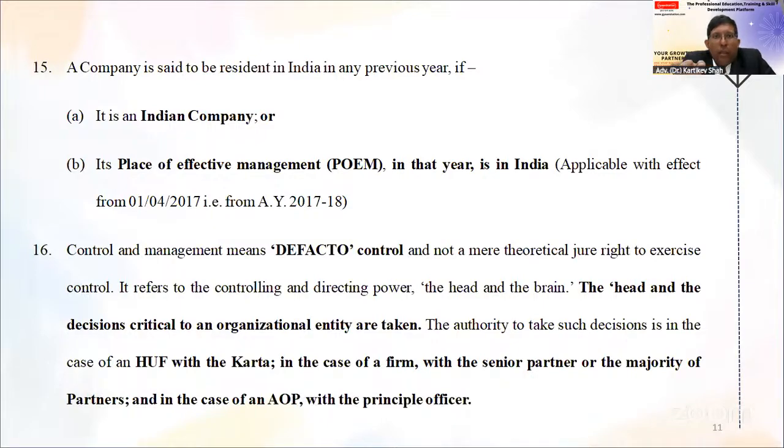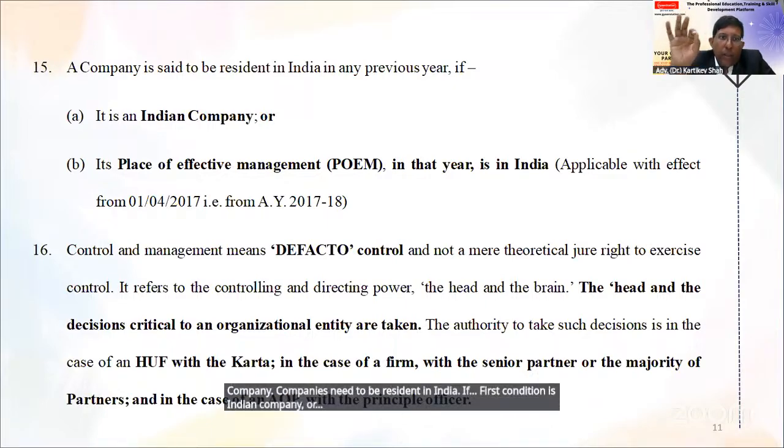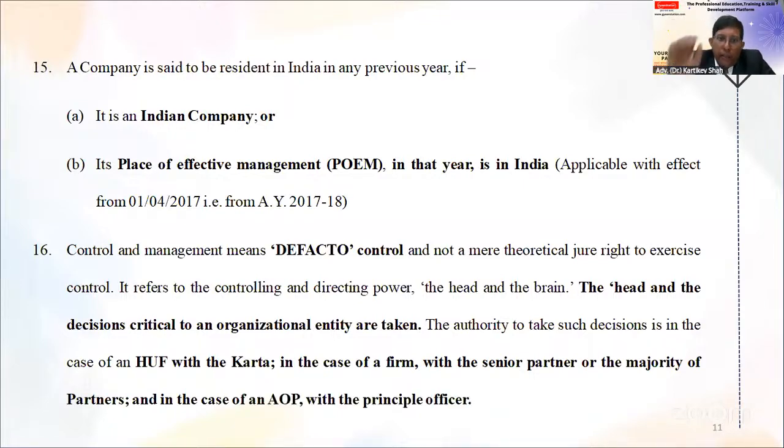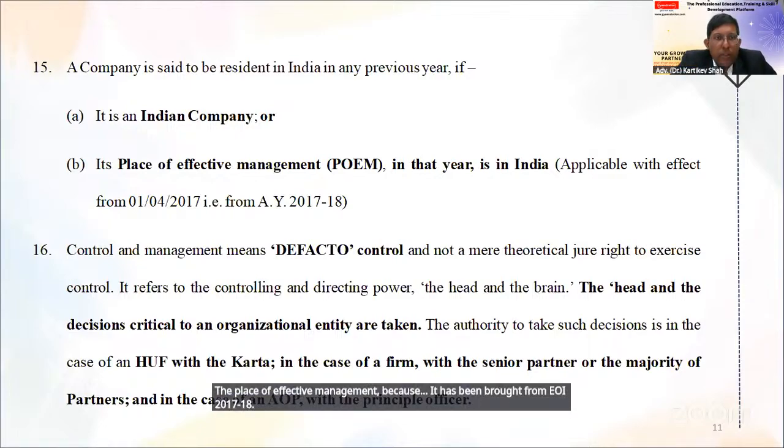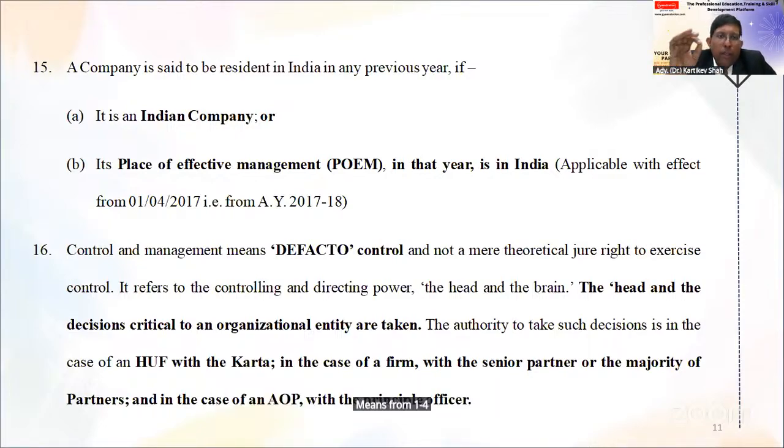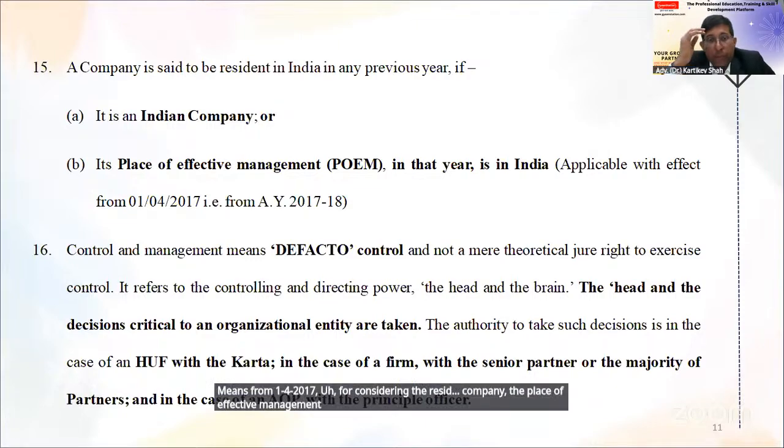A company is said to be resident in India if the first condition is met: it is an Indian company, or its place of effective management is in India. This is a very important concept which has been brought in from AY 2017-18, that is from 1/4/2017, for considering the residence of a company.